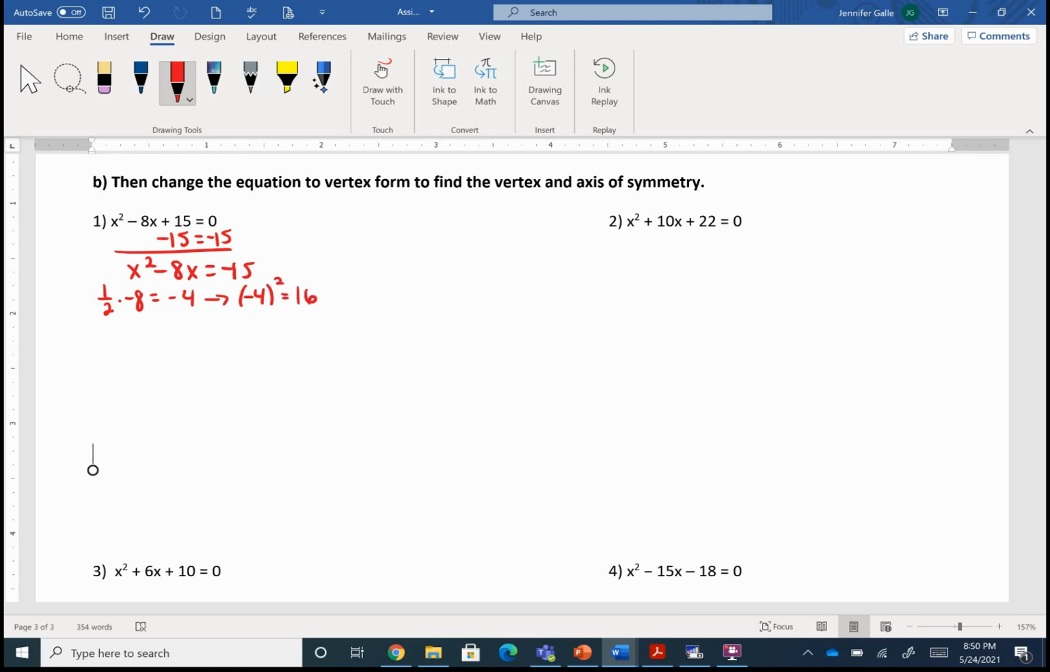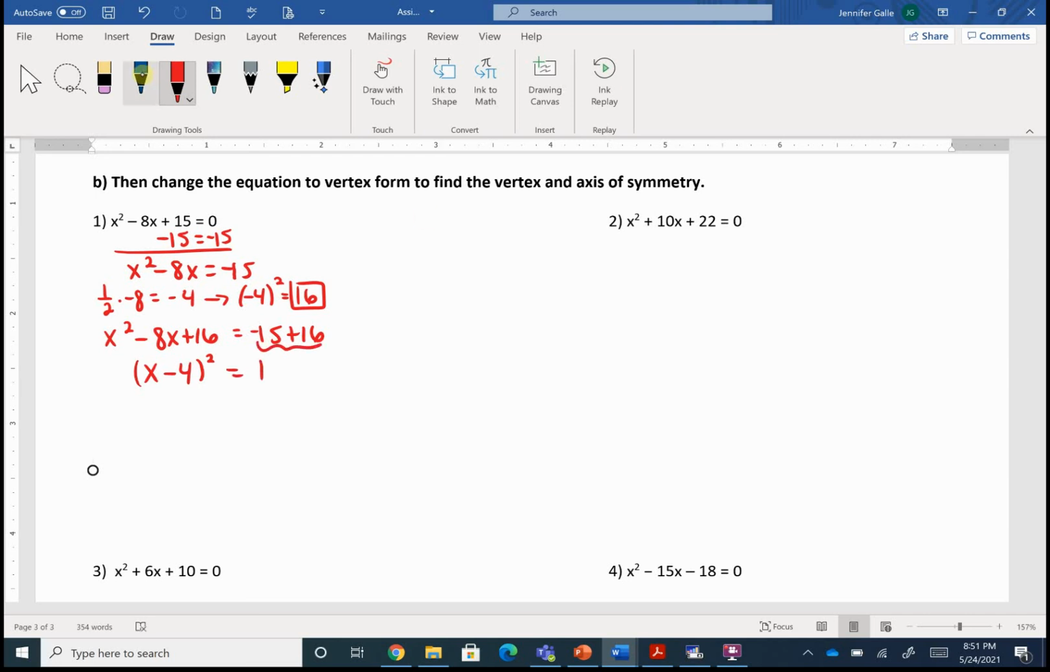All right, our next step says we need to add that square to both sides. We have to keep our equation balanced. So we have x squared minus 8x plus 16, and we have negative 15 plus 16. The next step says we need to write that trinomial as a binomial squared. We're always going to have x in there, and then half of b. And then negative 15 plus 16 is 1.